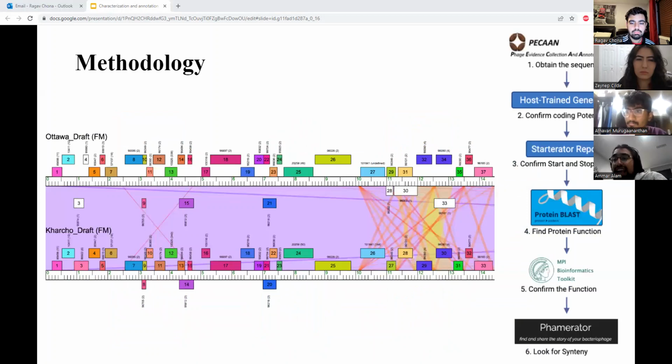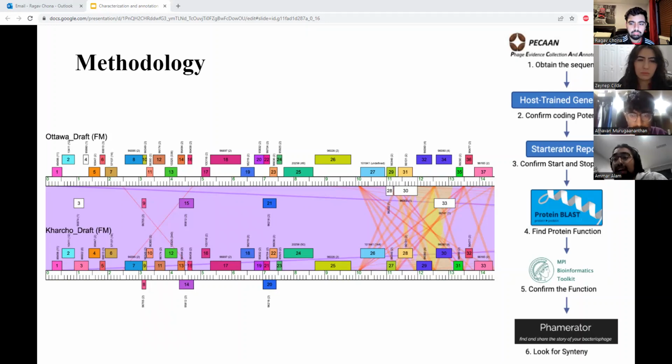We then had the chance to annotate the genes in Ottawa using a combination of databases such as HHPred, NCBI BLASTp, and a Starterator report. We were able to determine the relative gene functions of the assigned genes. We then determined the synteny between the other phages that had similar gene functions.